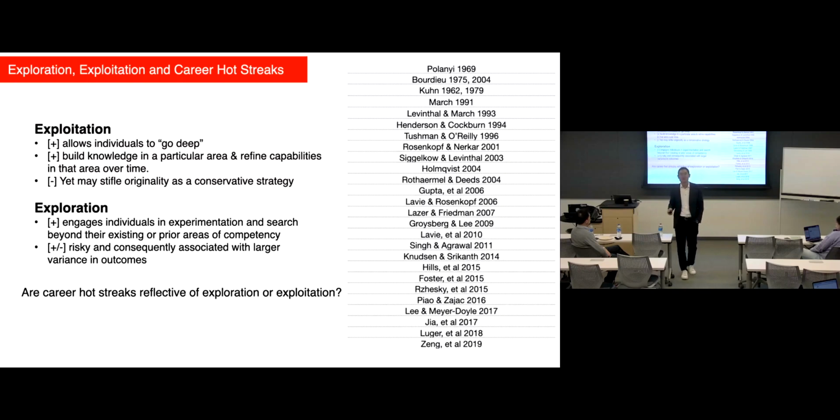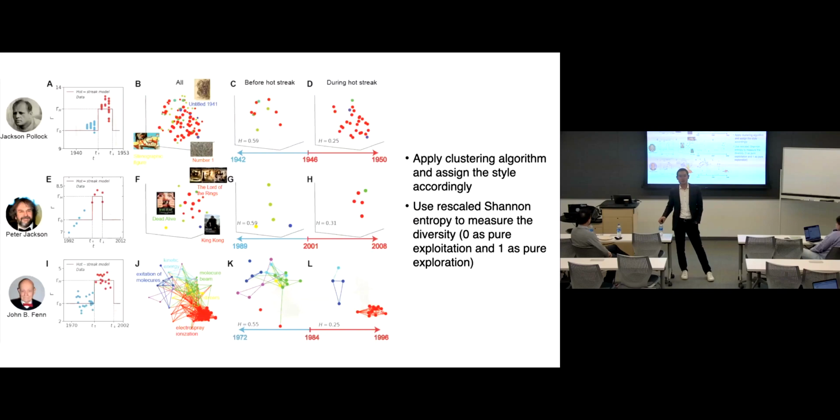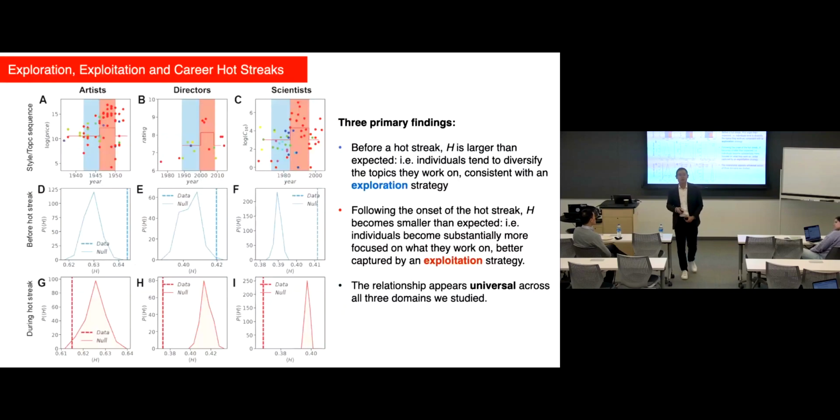Which one is it? What we can do is use our sample, line everybody up by when the hot streak begins, and look at the work produced before and after it begins. Here we measure something very simple, an entropy measure of the different art styles or topics that you pursue, right? In this picture, we have three key messages.